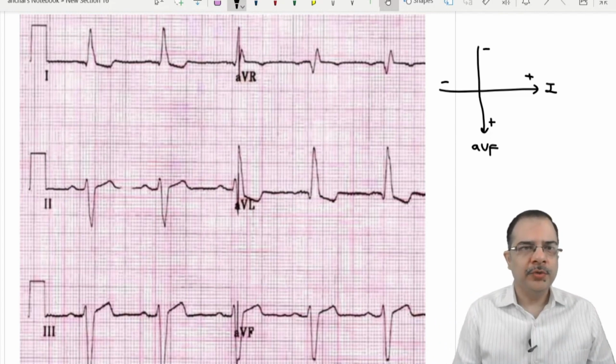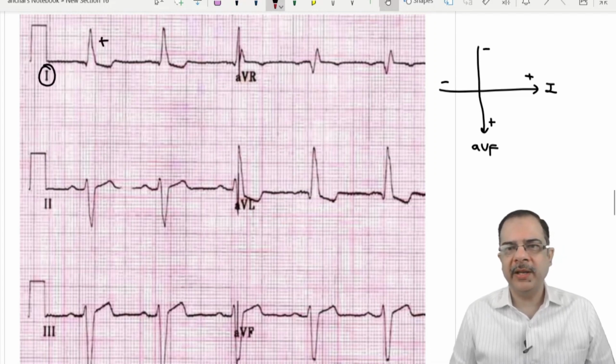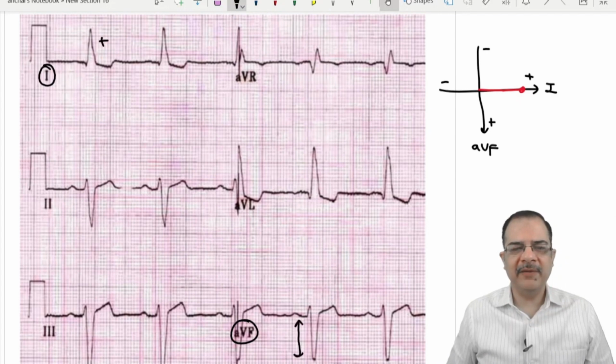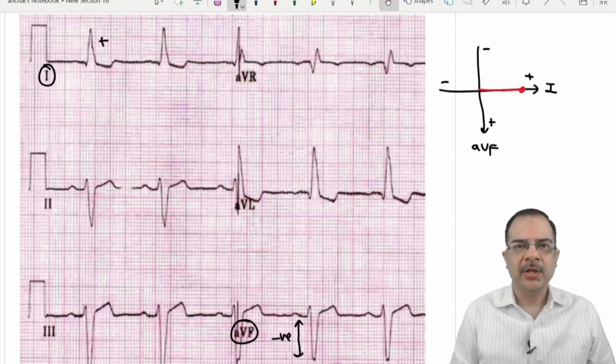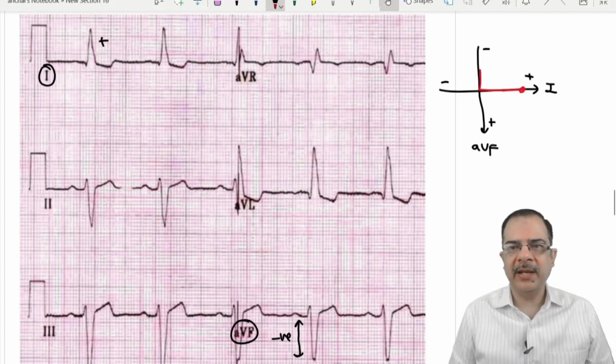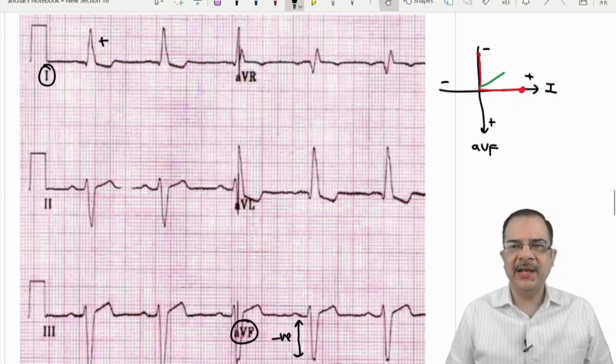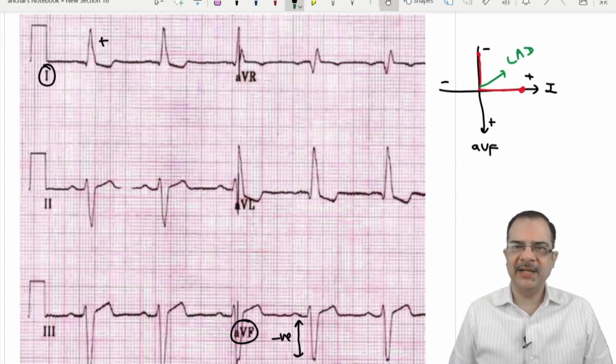So what you do, you just look at the QRS in lead 1. This is a predominantly positive QRS in lead 1, so I will plot it here on lead 1, positive QRS. Then I will look at the AVF QRS. You can see it is a negative QRS, predominantly negative, so I will plot it on the negative side of AVF. So the resultant vector is left axis deviation in this example.